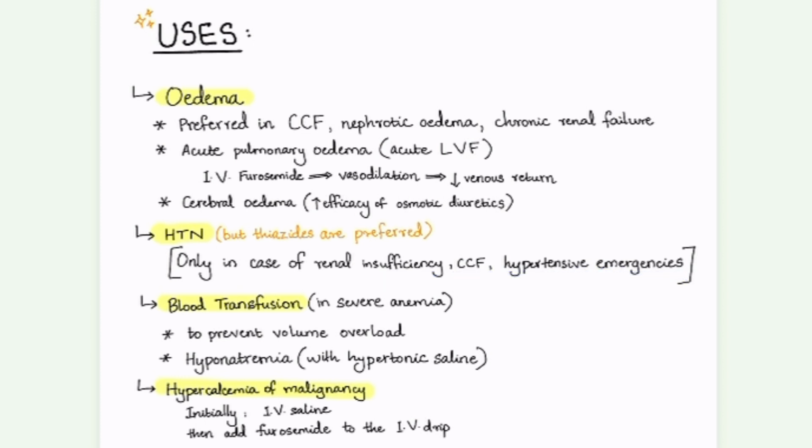Now furosemide is also used in blood transfusion in case of severe anemia in order to prevent volume overload. It is given in hyponatremia along with hypertonic saline. Furosemide is used in hypercalcemia of malignancy. Initially, IV saline alone is given and then furosemide is added to the IV drip. So this was all about the uses of furosemide.